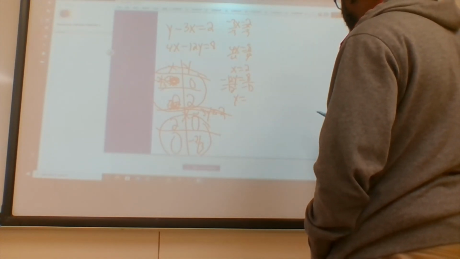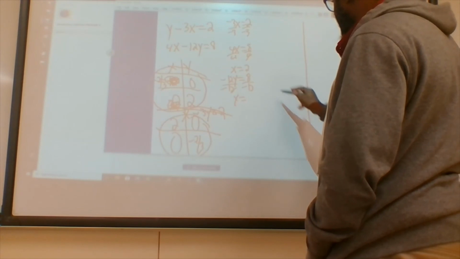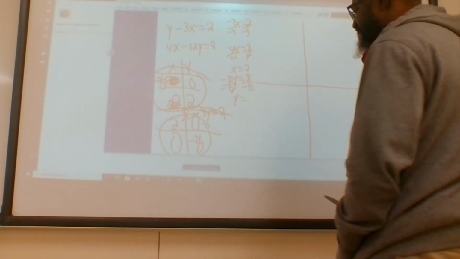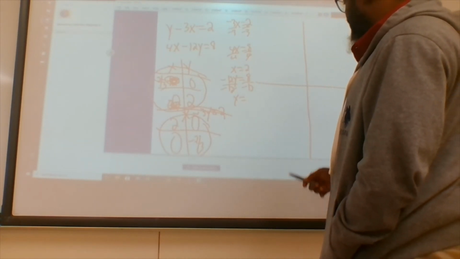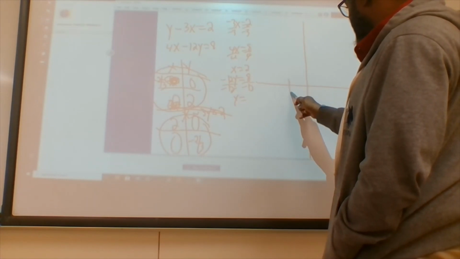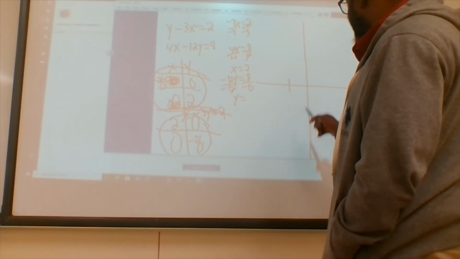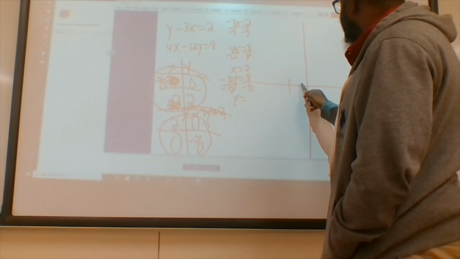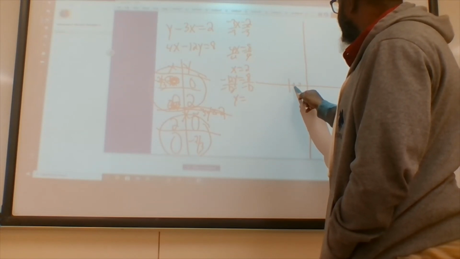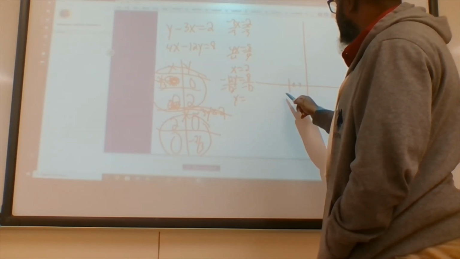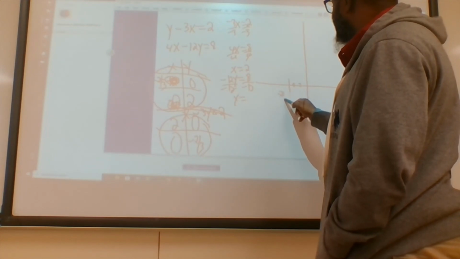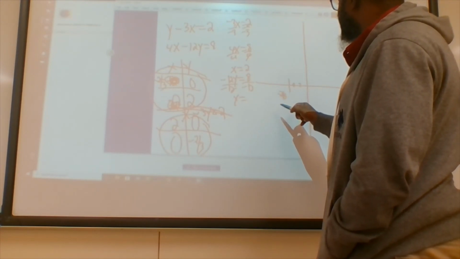Those are not big numbers, so we're going to use an interval of 1. All right, negative 2/3. This is 1. We have to break it into 3 pieces. 1, this will be negative 2/3. Negative 2/3.